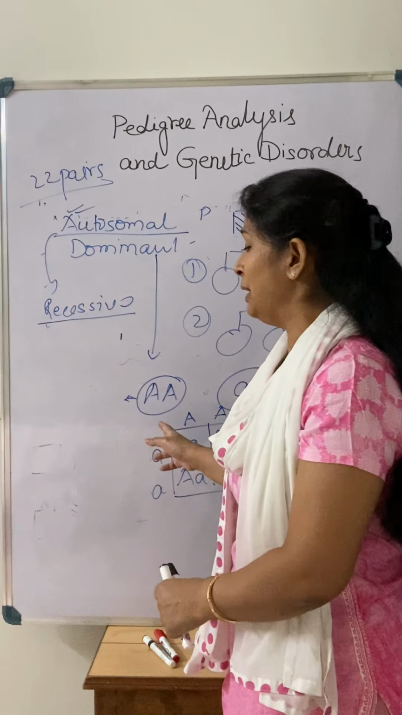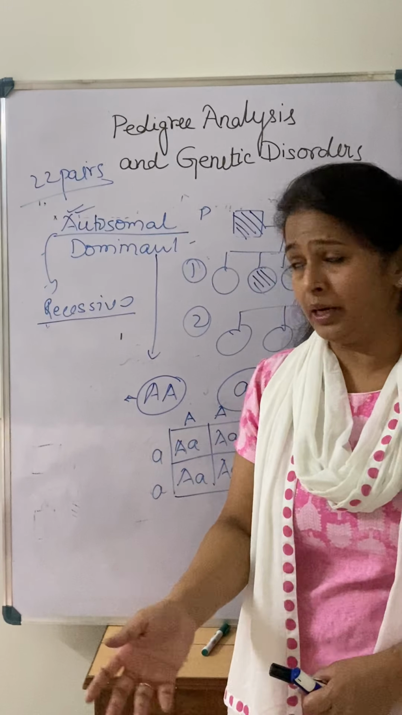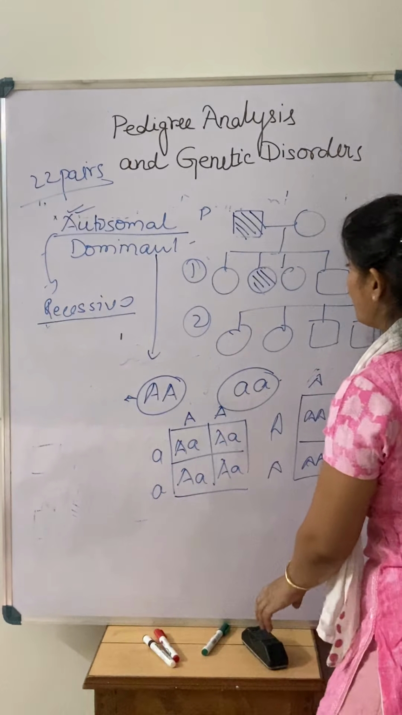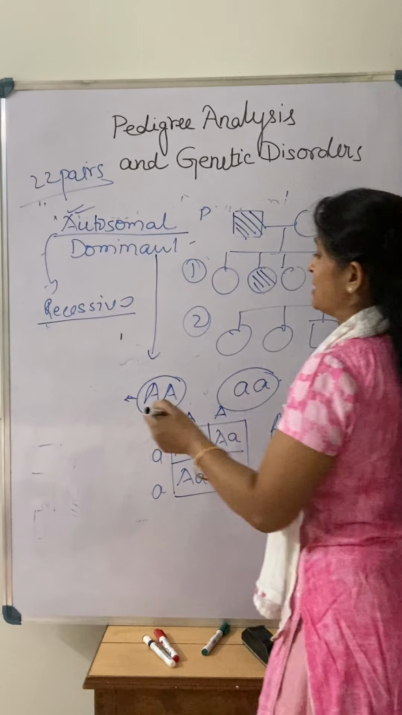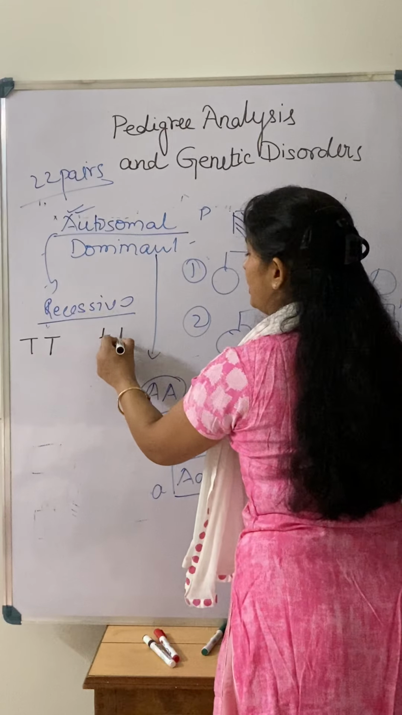If any gene or allele is present in the offspring, the dominant will show its phenotype, right? So that we call autosomal dominant. But when we talk about autosomal recessive, if you remember, capital T, small t.